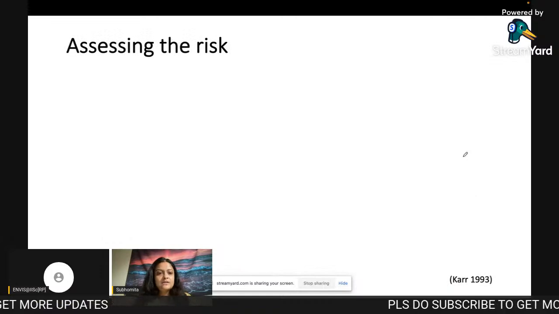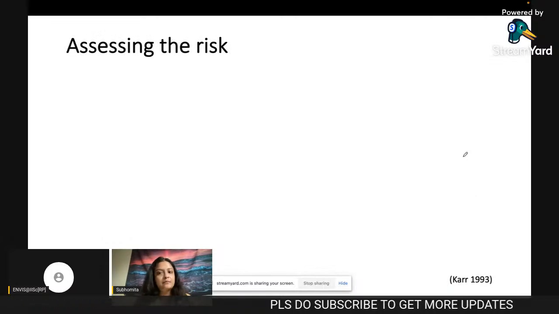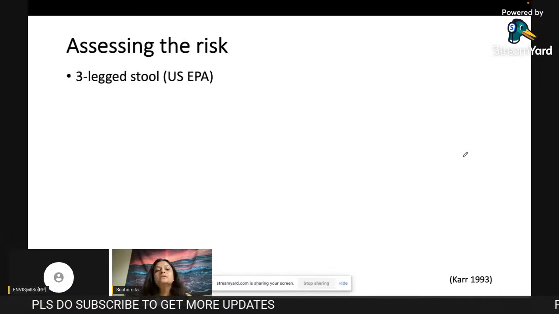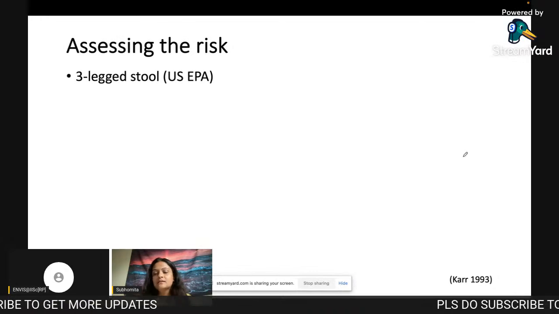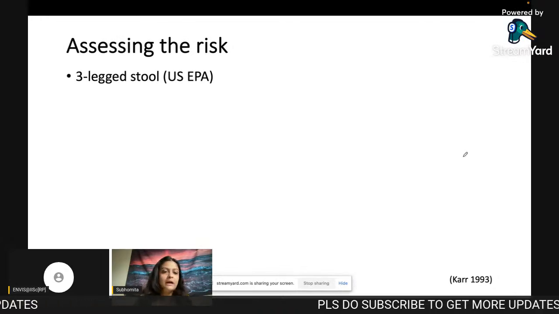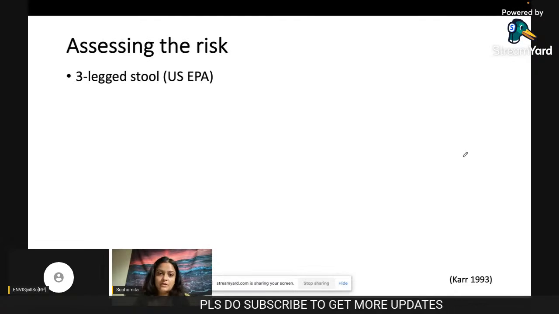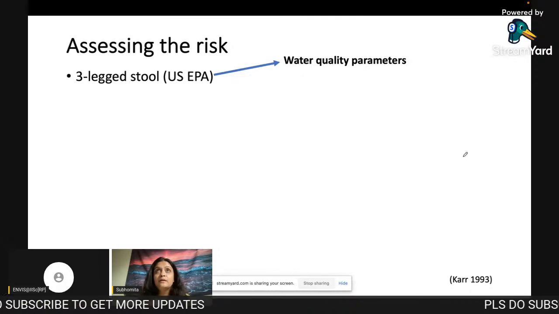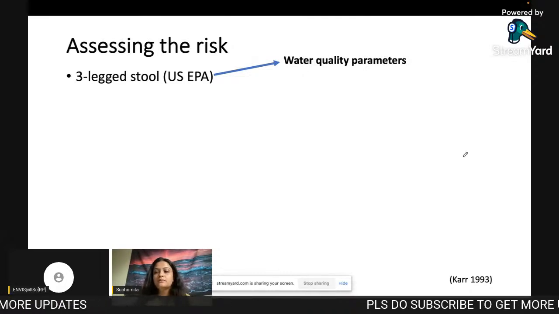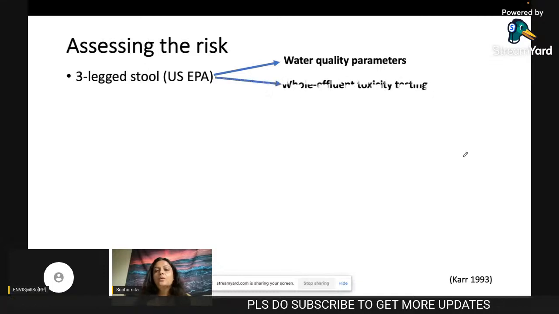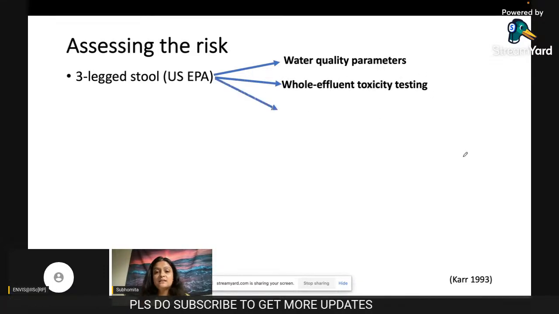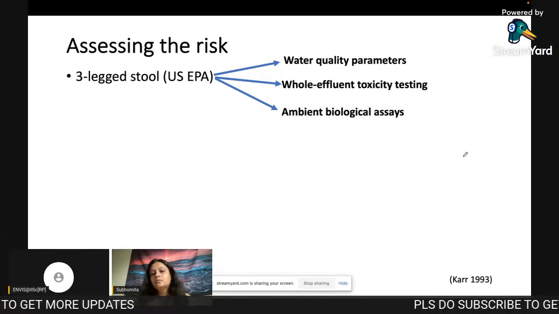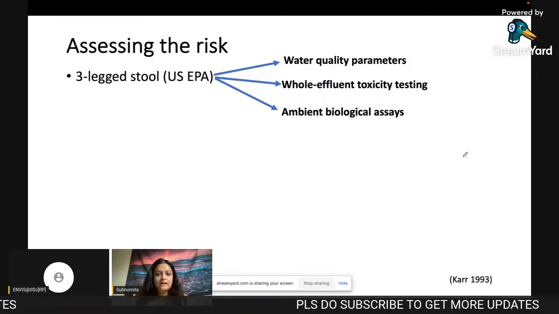So in the US, when it comes to risk assessment, and probably this is followed globally also, a big tool that was used even till the last century was the three-leg stool. It was proposed by the US EPA, which is the Environmental Protection Agency in the US. So they proposed three different layers. First, they said that if we want to measure an ecological risk, then we should measure the water qualities, we should measure the effluent toxicity testing, or we should do some biological assays. But soon that was seen as not being enough.